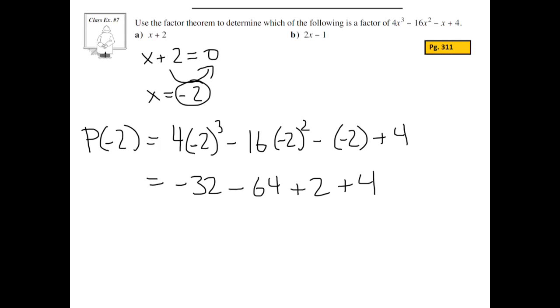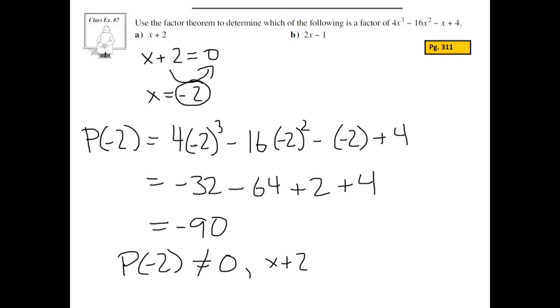All we need to do is add all of these together. So negative 32 minus 64 plus 2 plus 4, well, that's going to be negative 90. Now, problem is, p of negative 2 has to be equal to 0 if x plus 2 is to be a factor. It's not 0, so x plus 2 is not a factor.